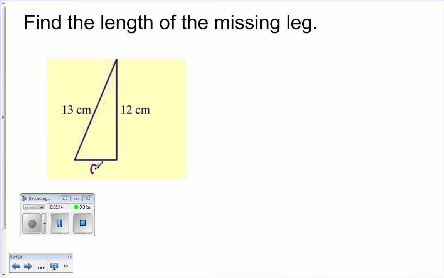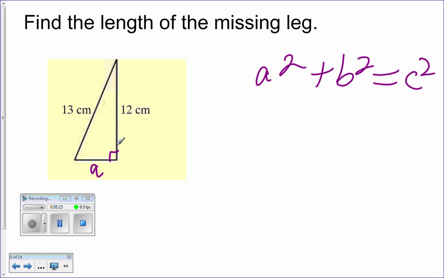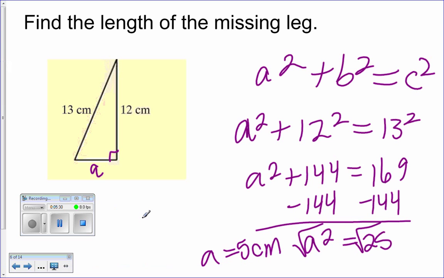Go ahead and try this one on your own. Again, a squared plus b squared equals c squared. So here you should have plugged in a squared plus 12 squared equals 13 squared. Found out that 12 squared is 144, 13 squared is 169. The opposite of adding is subtracting. You're left over with 25, and you have 5 centimeters. Make sure you're showing your steps.